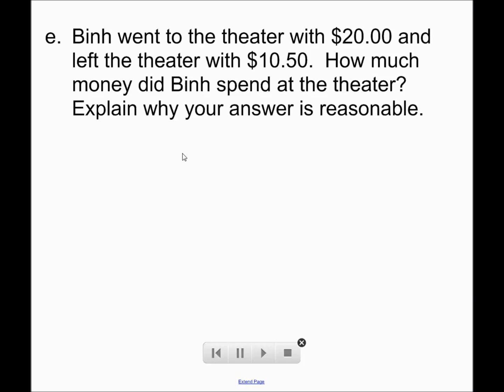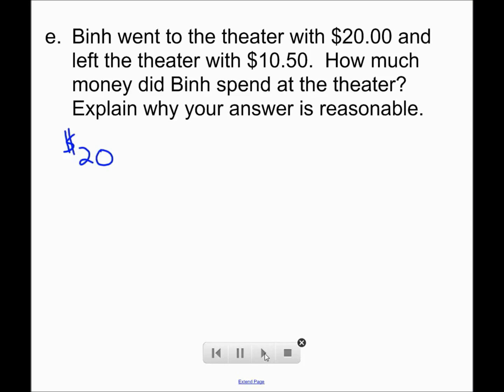Ben went to the theater with $20 and left the theater with $10.50. How much money did Ben spend at the theater? We've done a problem very, very similar to this, so you could actually pause the video and try this one on your own and then see if your answer matches mine.